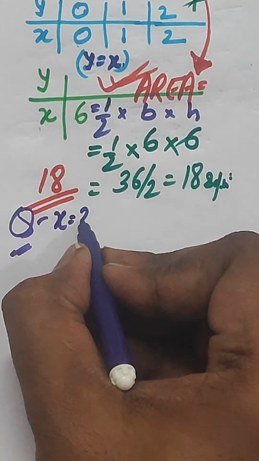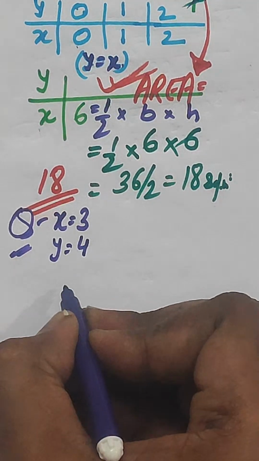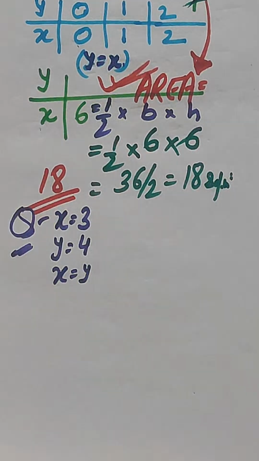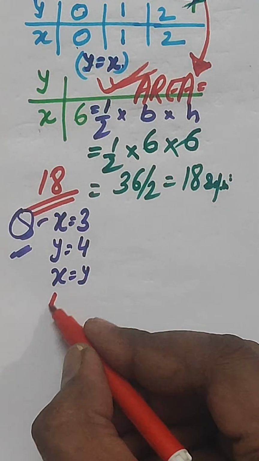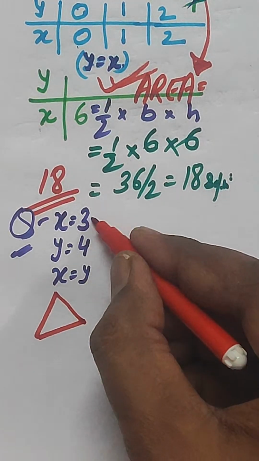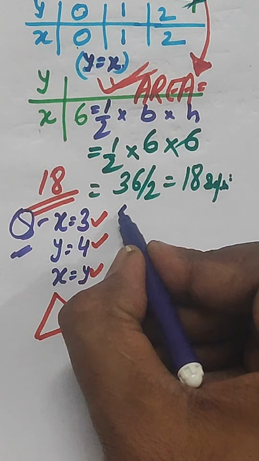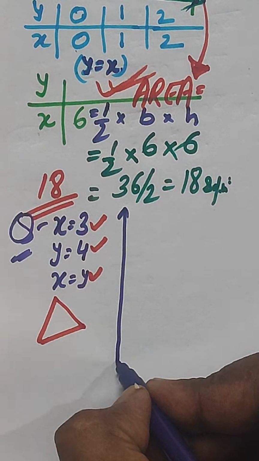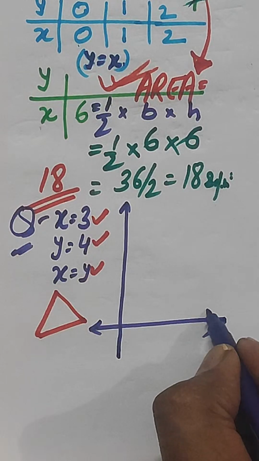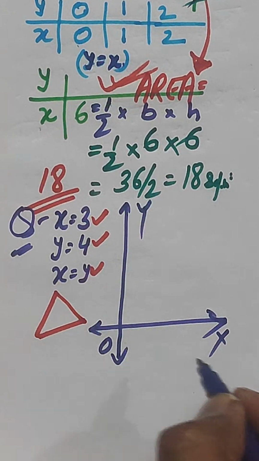x equal to 3, y equal to 4 and x equal to y. As I said earlier, to form a triangle we need 3 sides. So that's why we have 3 equations. 1, 2, 3. It's very simple, so I'm not making a table. So just plot the coordinate axis. This is x, this is y, this is origin, right?